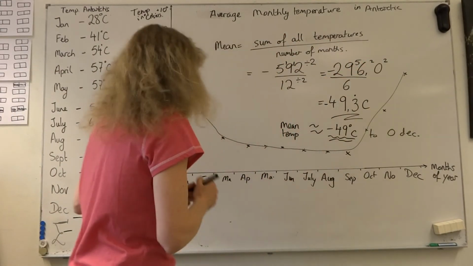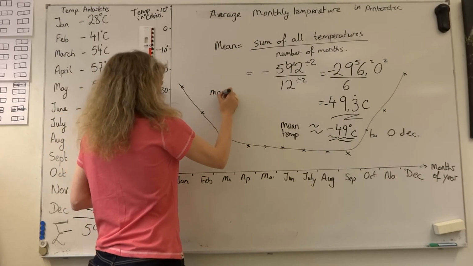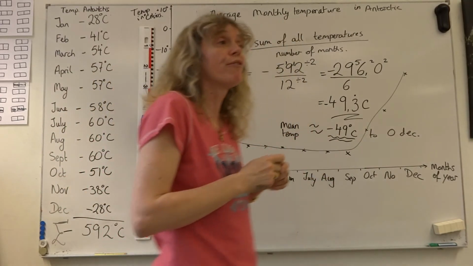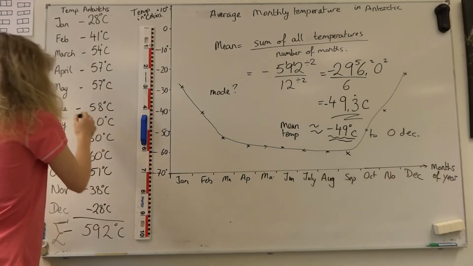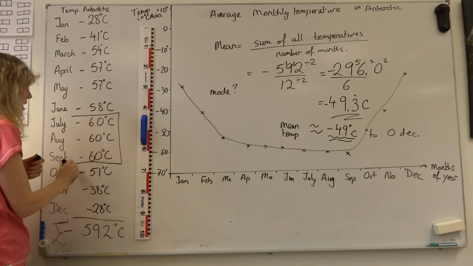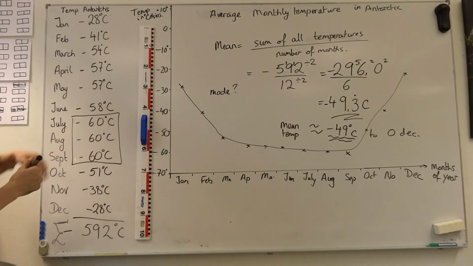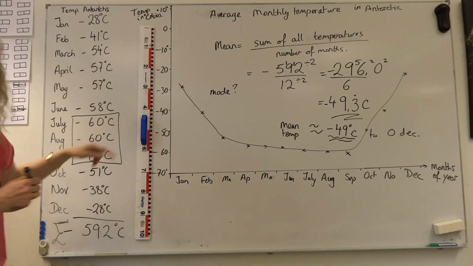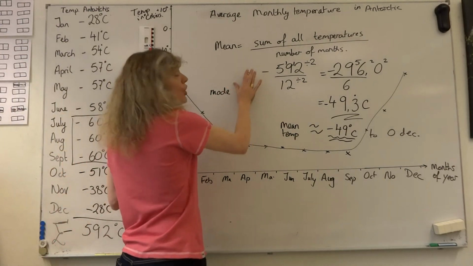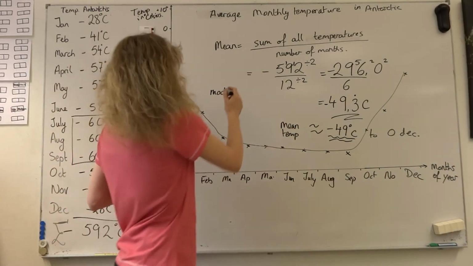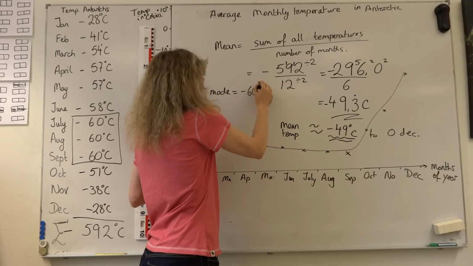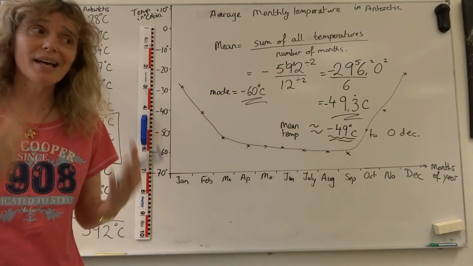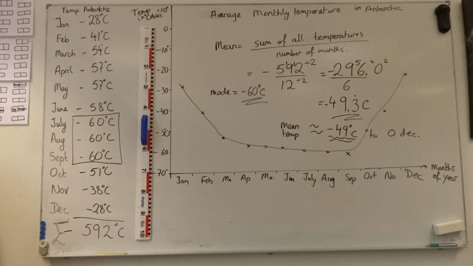Then my next question was, is there a mode in this question? Is there any number that occurs more frequently than any other number? Yes. Minus 60 occurs 3 times. Minus 57 only occurs 2 times. So the mode for this question, the one that occurs most frequently, is minus 60 degrees centigrade. Okay? And that's how we would do that question. Points then.